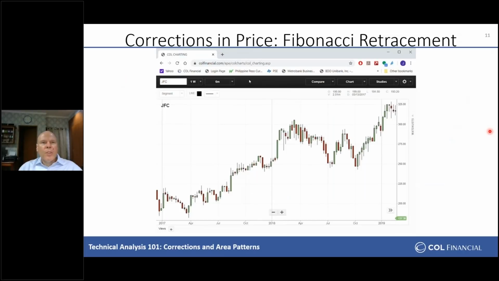Now, let's demonstrate how to call that tool out in our charting program and how to actually use it along a graph like we see here in the case of Jollibee. All right, so let me walk you through this. So we'll start with Jollibee here.